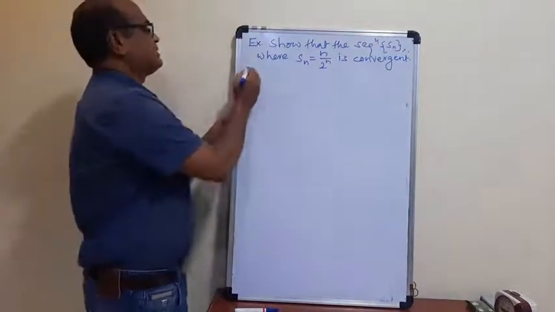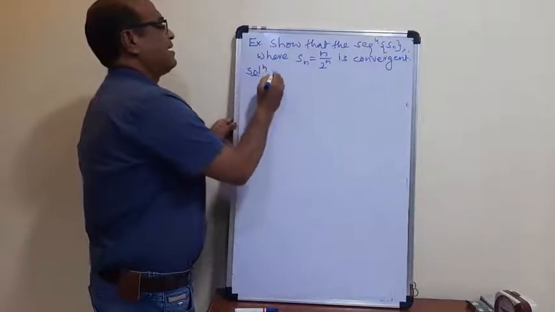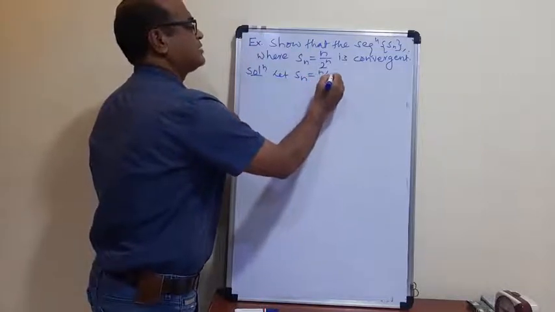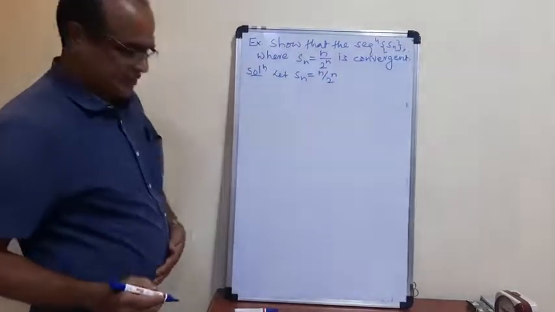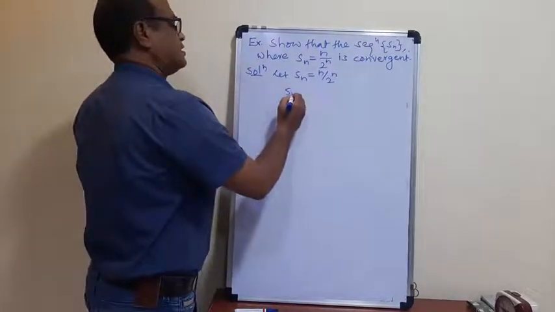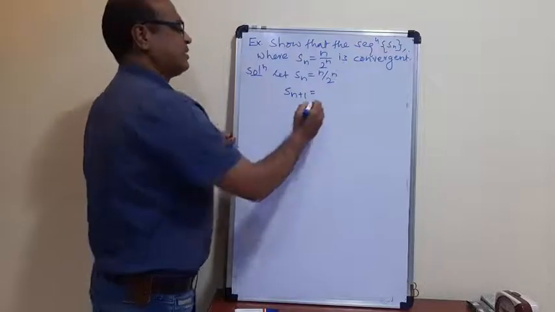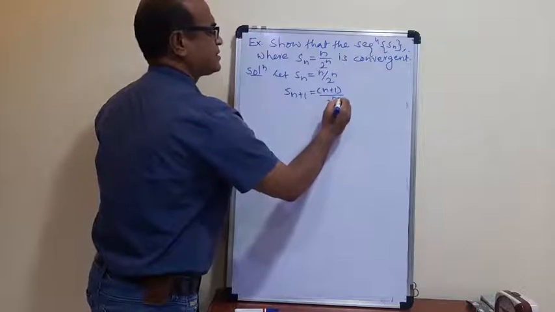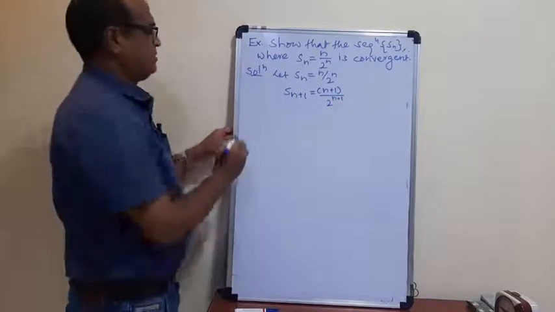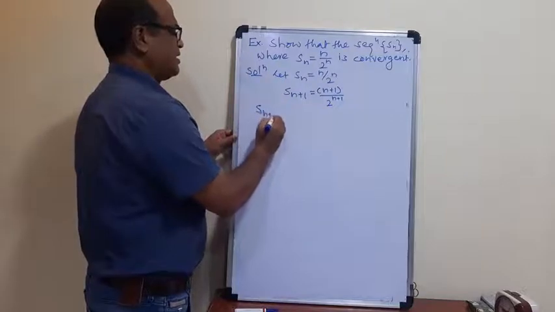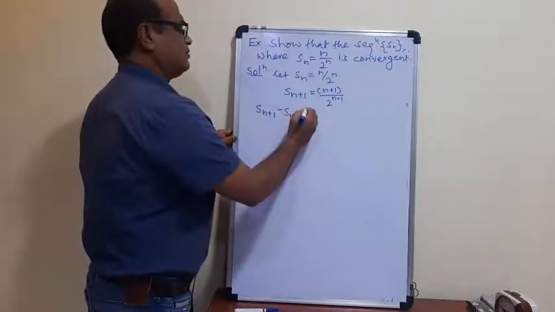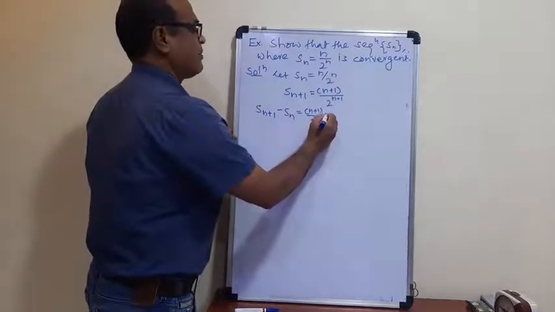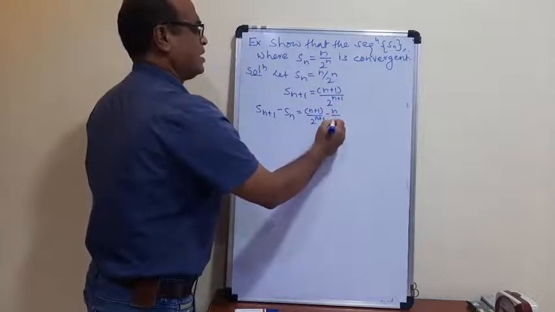So what is the solution of that example? Solution: given that Sn is equal to n upon 2 raised to n. So what is Sn plus 1? Put n is equal to n plus 1, so that is n plus 1 divided by 2 raised to n plus 1. Then Sn plus 1 minus Sn is equal to n plus 1 divided by 2 raised to n plus 1 minus n upon 2 raised to n.